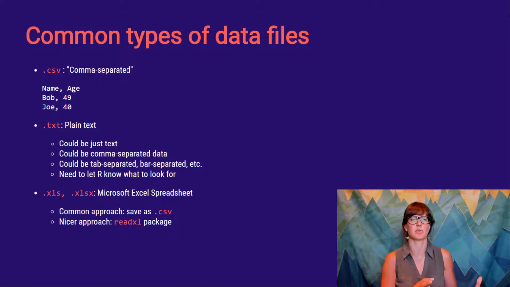And so if you're going to read in an ambiguous file like a .txt, you're going to have to additionally let R know what to look for. What is the format of this data? What symbols are being used to separate those values?